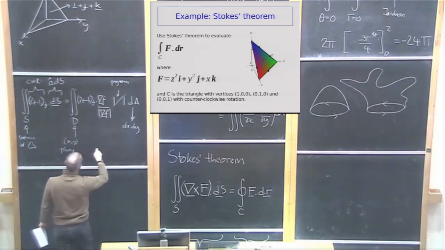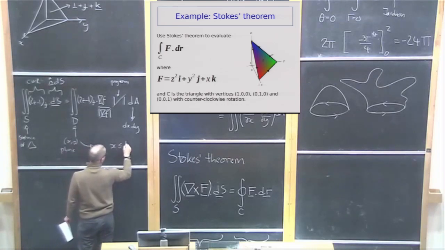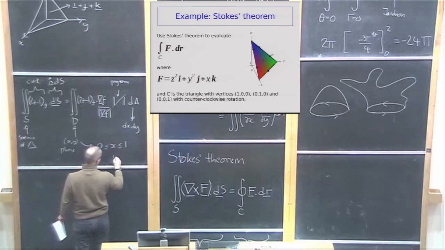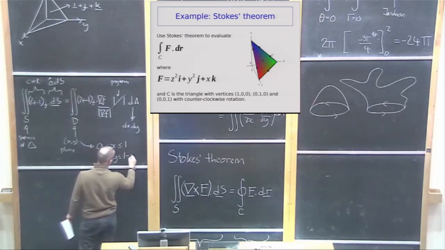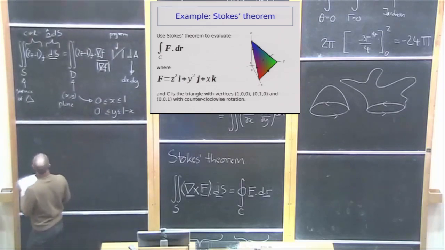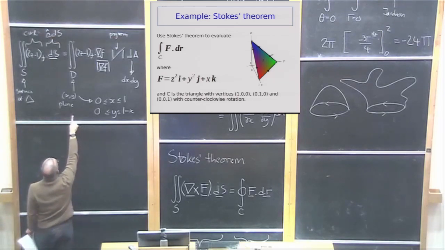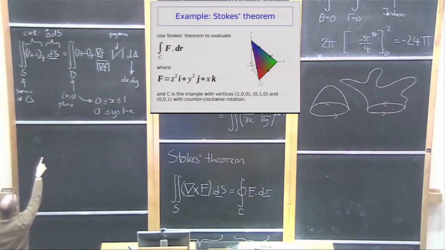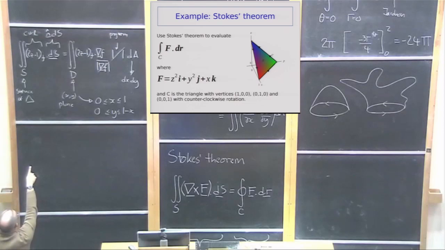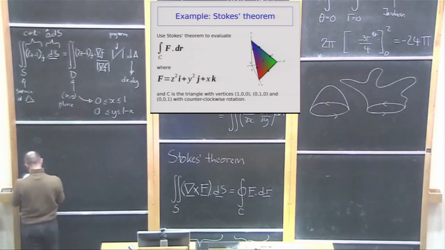And our region D on the xy plane will then be x goes between 0 and 1, and y goes between 1 minus x and 0. So the dot product of our curl with our gradient is just going to be 2z minus 1. It only has a non-zero dot product with the j term, so it's 2z minus 1.